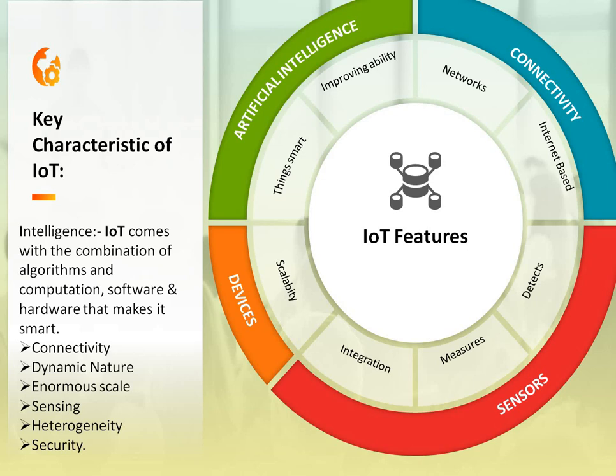And then devices. Suppose you are using IoT in a manufacturing company. You need scalability of the devices, what type of devices you are using, and they must be accessible to the sensor. You need connectivity with the internet, and you have to apply some AI concepts also. So these are the key characteristics of IoT actually. Okay, the connectivity, the dynamic nature, enormous scale, sensing and heterogeneity, and then security. I'm going to move to the next slide.